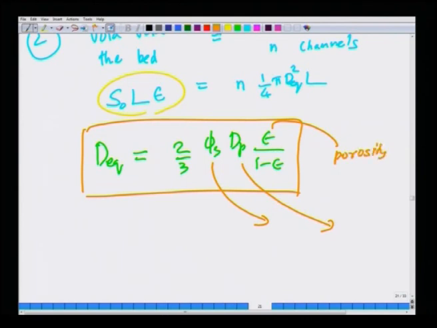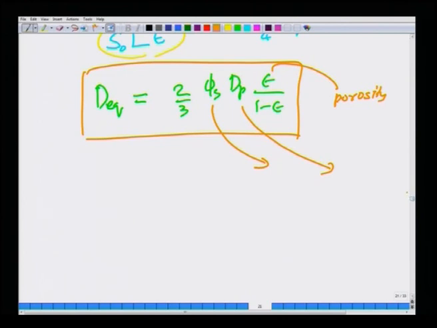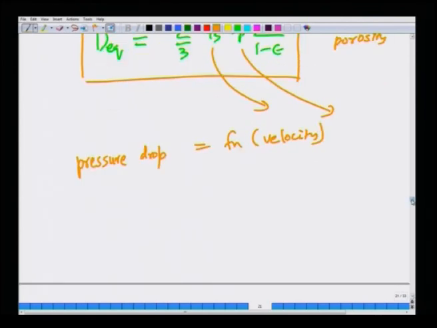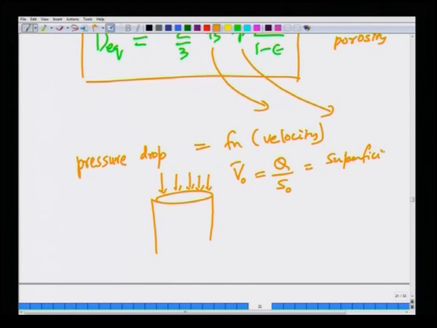So, we have already gotten an expression for the equivalent diameter of these tubes through which we imagine fluid is flowing. Now, the pressure drop depends on the average velocity in the channels. The question is which velocity is to be used, because if you consider the bed, it has a cross section S naught, and the volumetric flow rate that flows is Q. So, this will be what is called the superficial velocity.